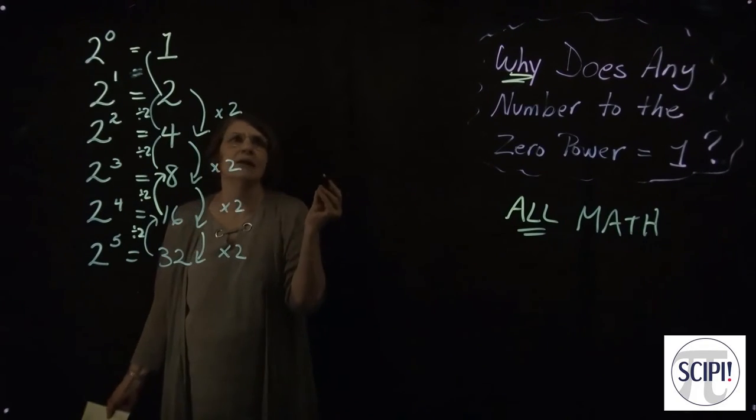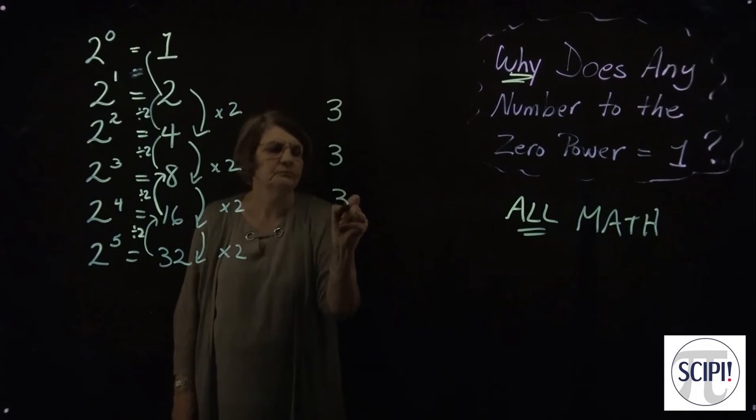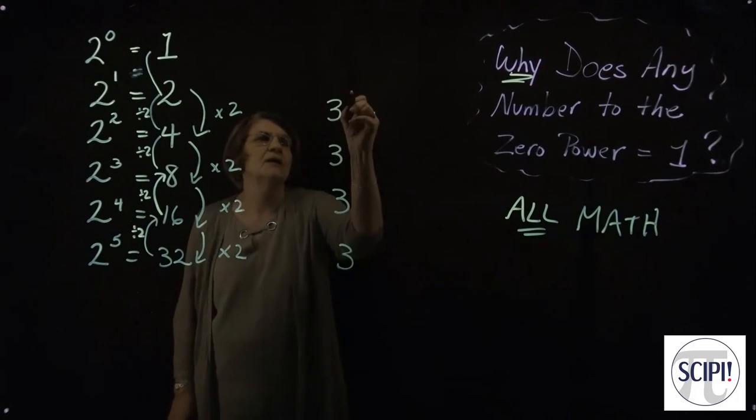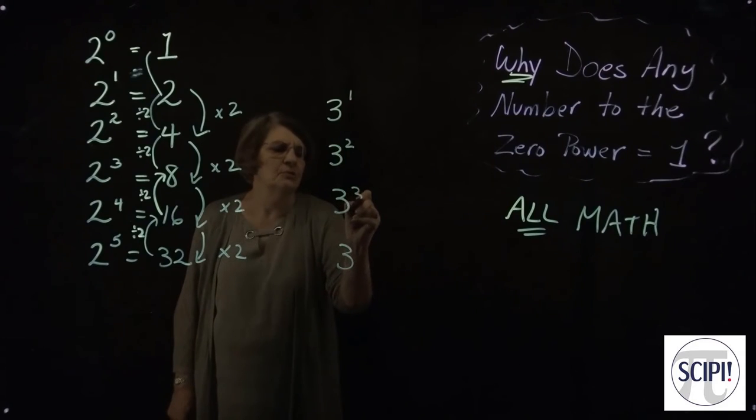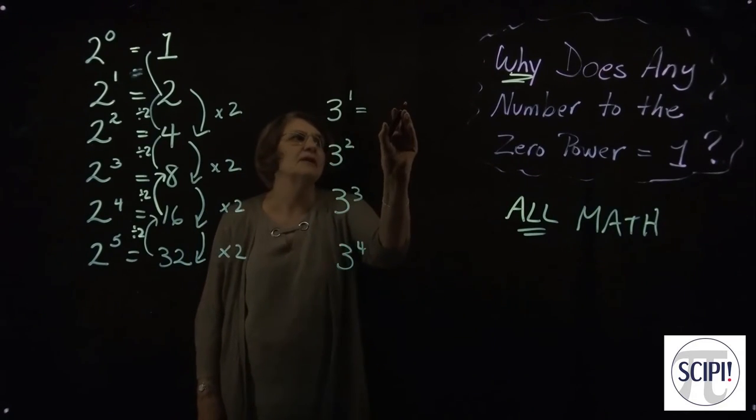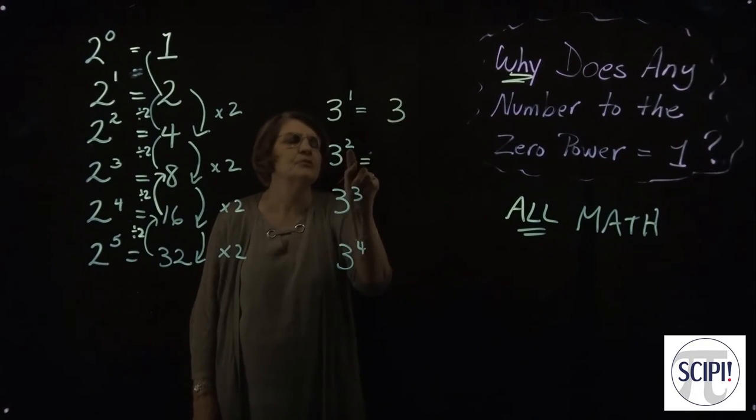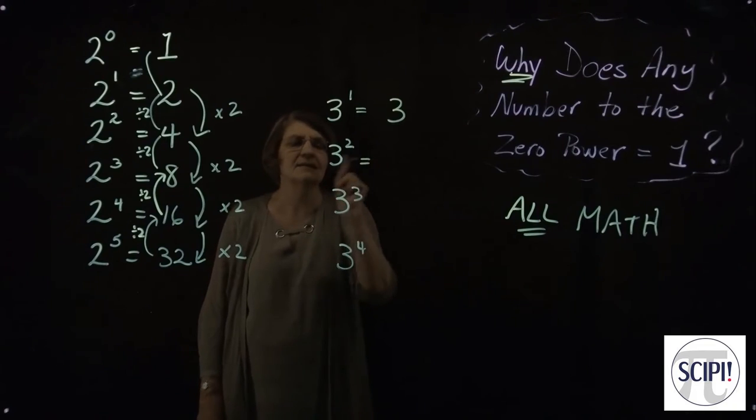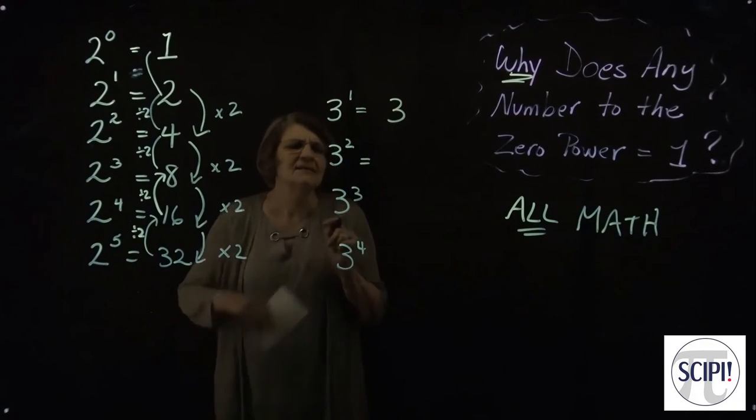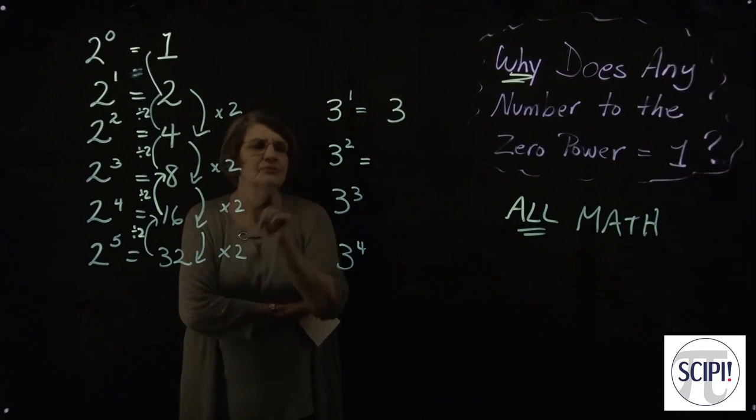Let's just try an odd number for fun. Let's do 3. That's an odd number. And we'll set up the same pattern. Start with 1, 2, 3, 4. So we know that 3 to the first power is 3. That was really hard. 3 squared. No, it's not 6. How did that person just get 6? They went 2 times 3, didn't they?